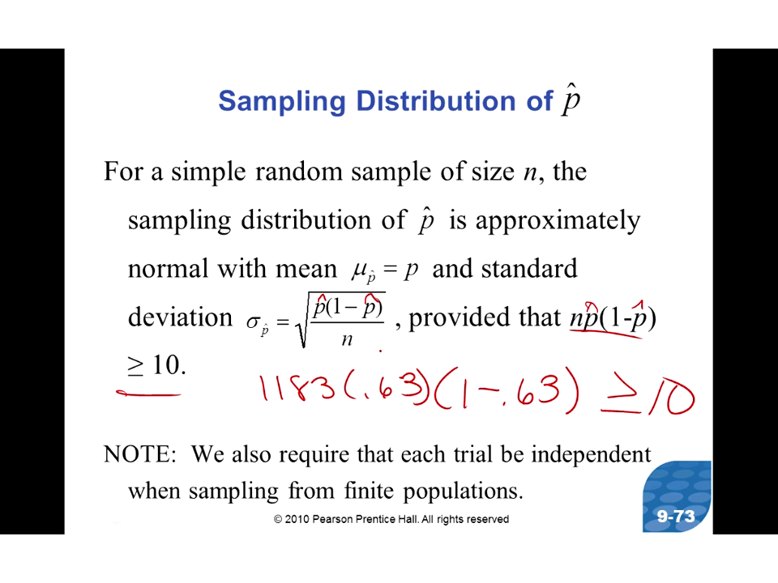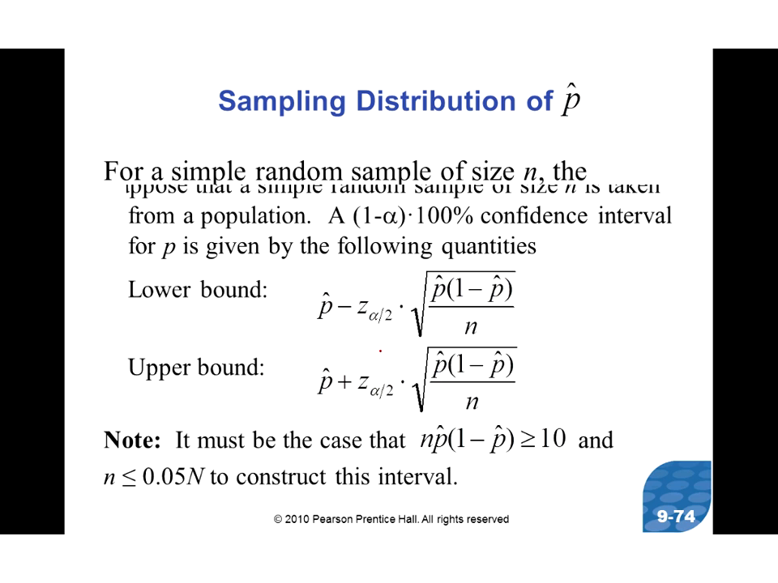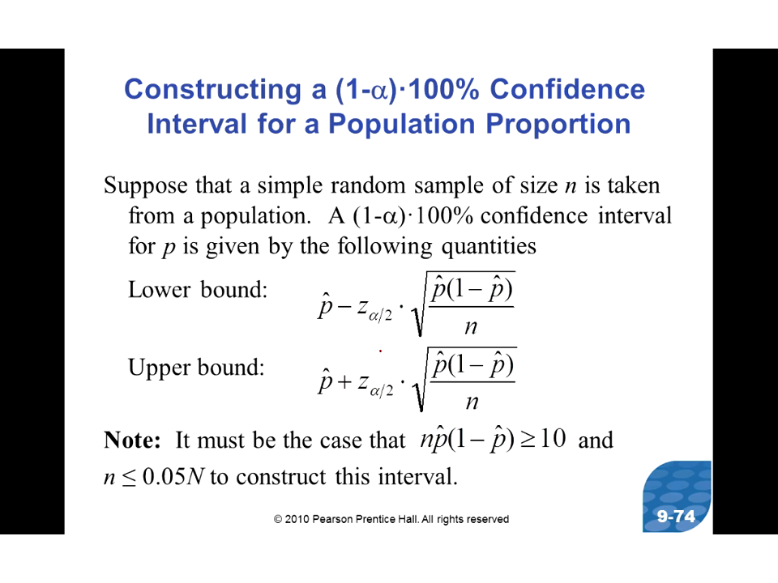We also require that each trial be independent. If you're sampling people, really they are independent because the second person's response should not be based at all on the first person's. So how do we calculate our confidence interval? All right, so our lower bound is p hat minus z of alpha over 2 times the square root of p hat times 1 minus p hat over n, and the upper bound is p hat plus that same thing.